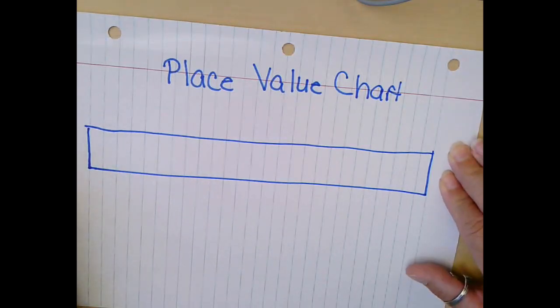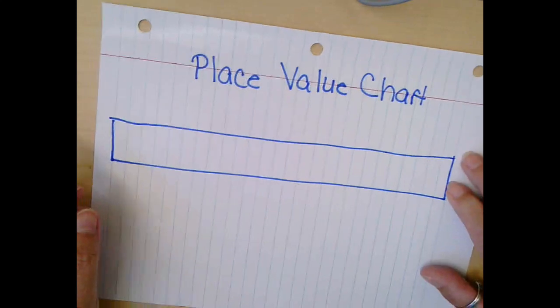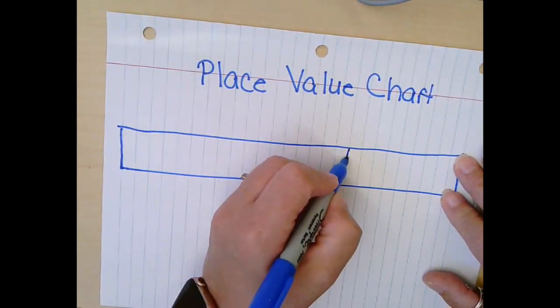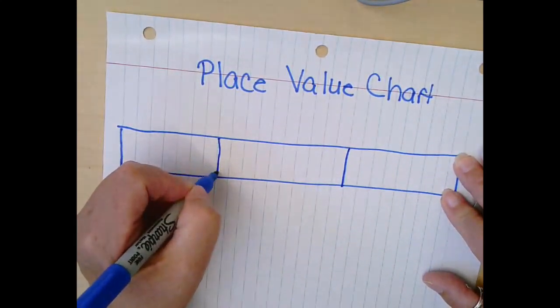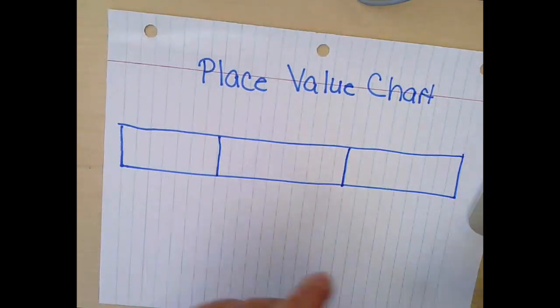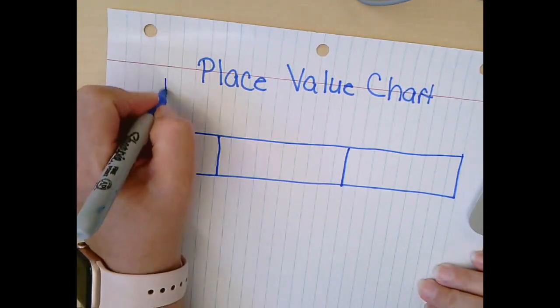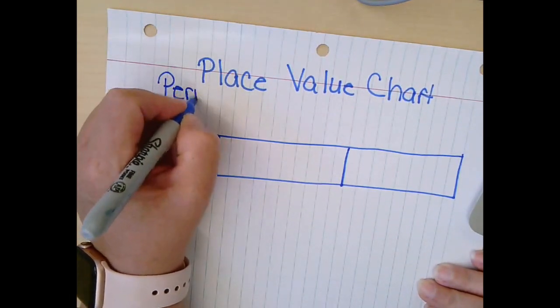And we're going to divide this rectangle into 3 parts. So pretty good space in between. So you have 1, 2, 3 parts, okay? And we call these parts periods. In place value, we have different periods.